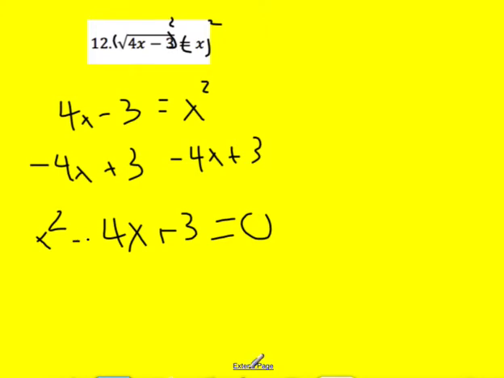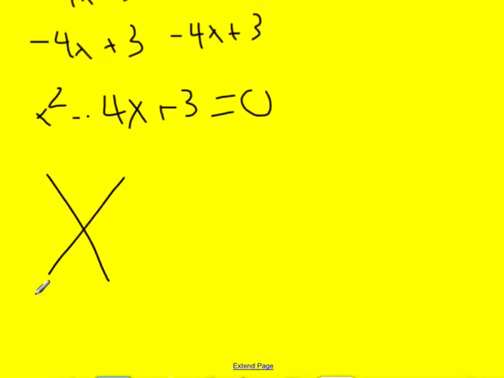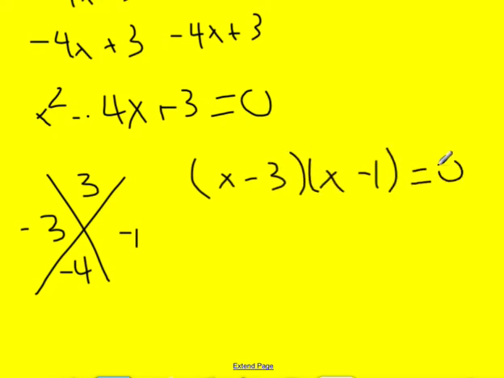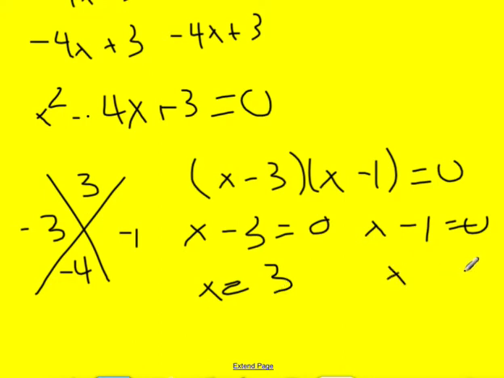So in order to solve this, I have to actually factor. So I'm looking for numbers multiplying to 3, adding to negative 4. That's going to be negative 3 and negative 1. So x minus 3 times x minus 1 is equal to 0. So I'm going to set each of those equal to 0. So I get that x is 3 and I get that x is 1.